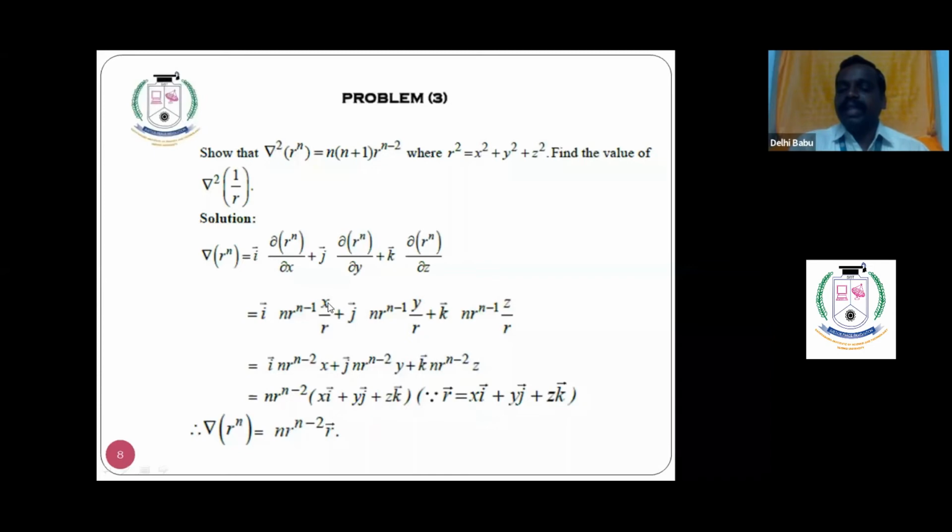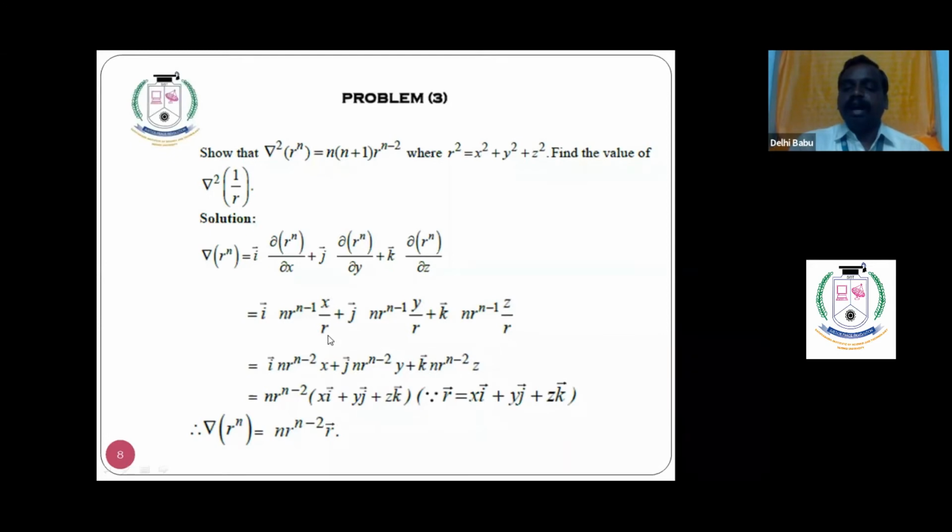That ∂r/∂x value is x by r, plus j vector into, again I am differentiating this r^n with respect to y. So r^n differentiation is the same, n r^(n-1) into ∂r/∂y. ∂r/∂y is nothing but y by r, plus k vector into r^n differentiation, n r^(n-1) into ∂r/∂z. ∂r/∂z is nothing but z by r.